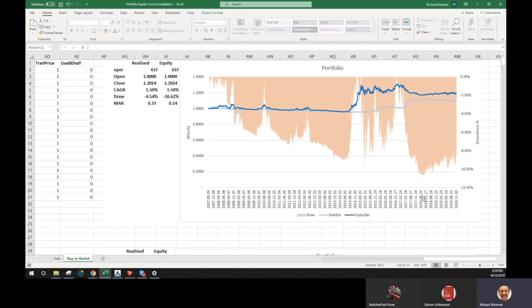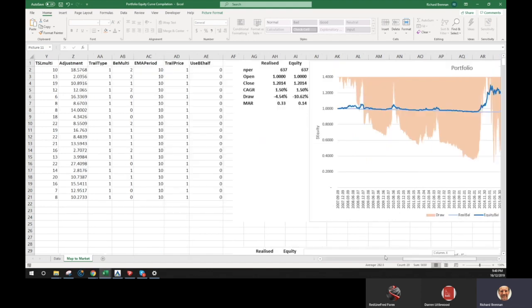back in 2018, and we can see that our compound annual growth rate was 1.5%, with a maximum drawdown of 10.62%, or a MAR of 0.14. So this is representative of just one instrument in the portfolio.